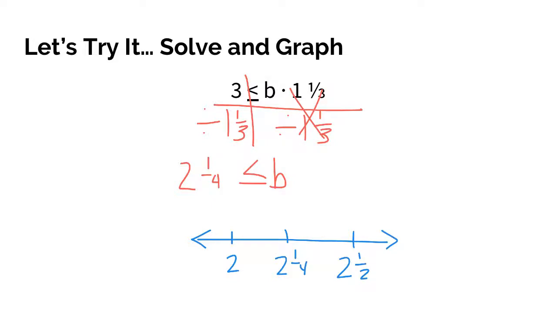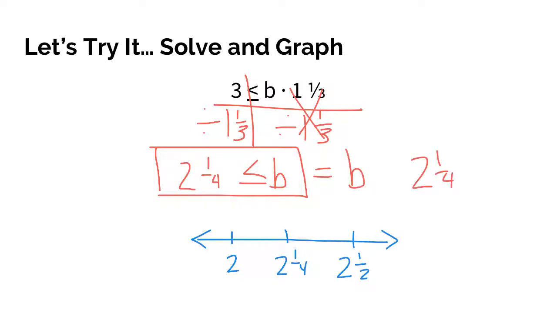I solved this problem using division. I divided both sides by 1 and 1/3. That left 2 and 1/4 on one side and b on the other. My symbol is less than or equal to. Now, if it bothers you that the variable is at the end, you can also make it at the beginning.